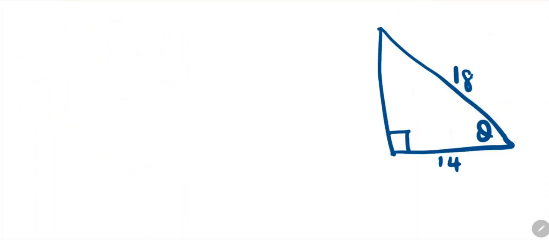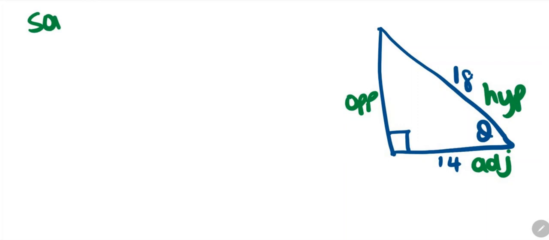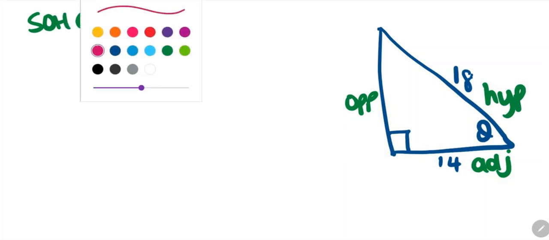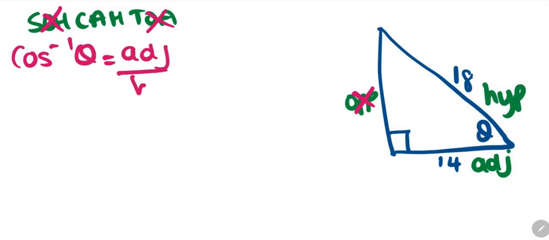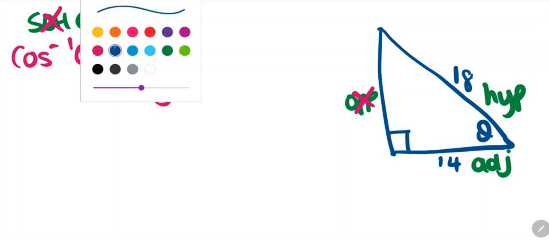Okay, so let's look at this question. I'm going to find the angle. So first thing I'm going to do is label my sides. Hypotenuse, opposite theta is opposite, and this is adjacent. So I'm going to write SOHCAHTOA. See what we don't need. We need these two, so I don't need opposite. So anything with the opposite, I can eliminate. So cos to the -1 of theta is adjacent over hypotenuse. So let's sub in the values.